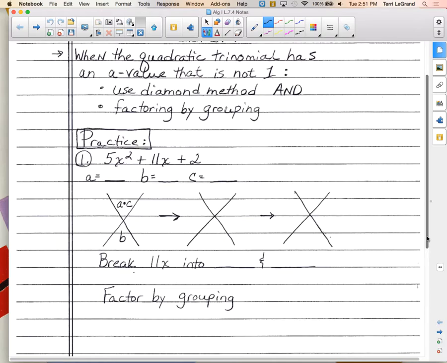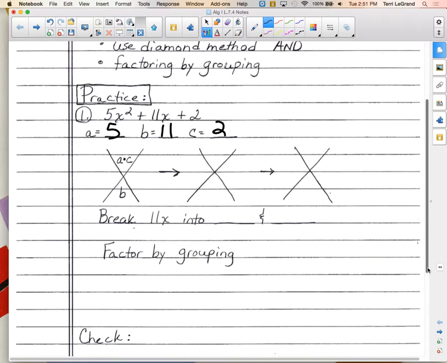What's our a value? 5. It's not 1, so we can't use yesterday's method quite. You're going to somewhat feel like you're doing yesterday's. B is 11, C is 2. So what changes a little bit in the diamond today is we have to take A times C.